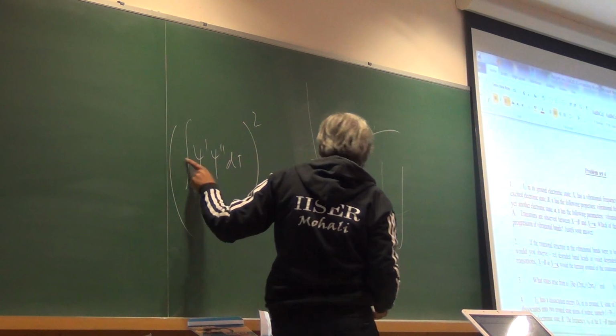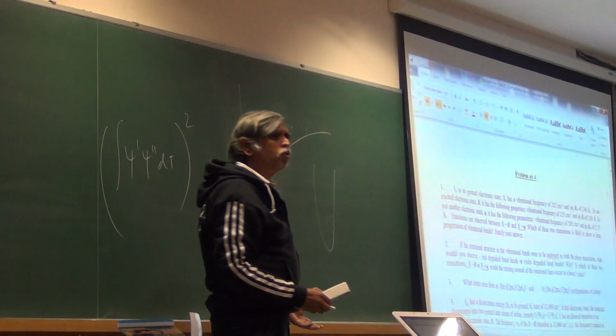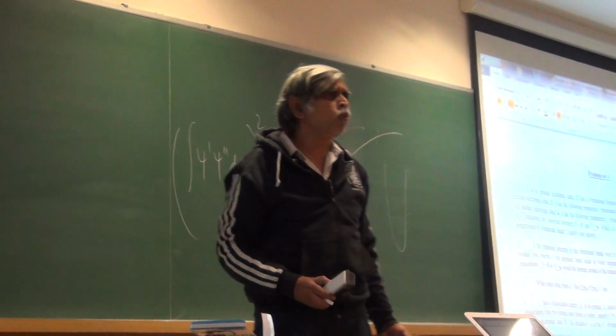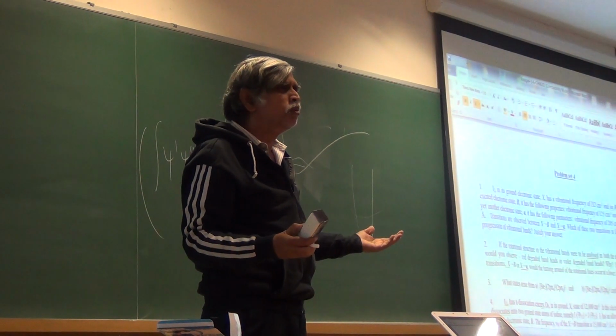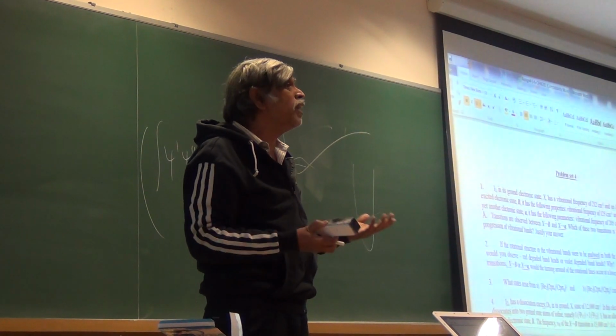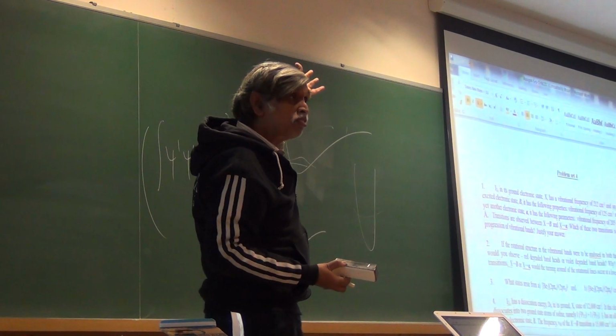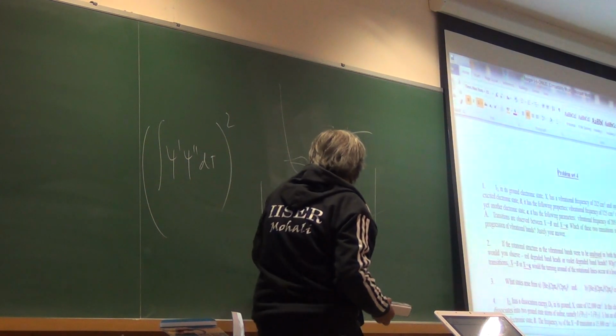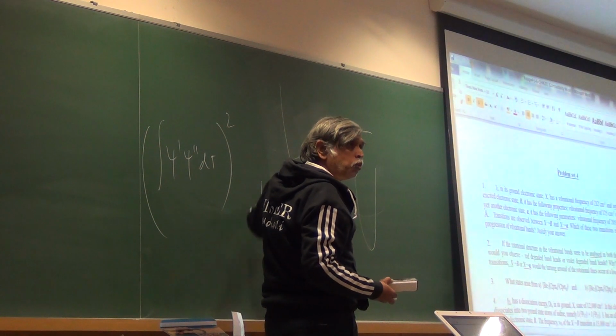And therefore, if I work this out for the 0 to 0 transition, what would that overlap integral be? The square of that, maybe 0.2. What does that mean? There is still 0.8 worth of transition somewhere else. And what would that be? 0 to 0, 0 to 1, 0 to 2, and so on.